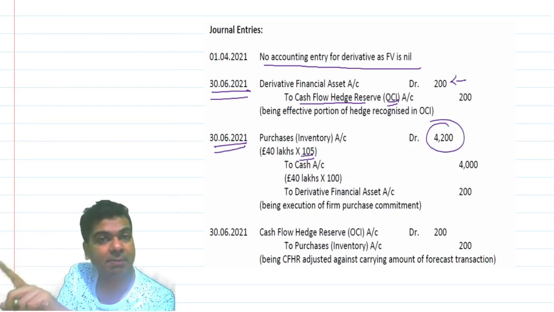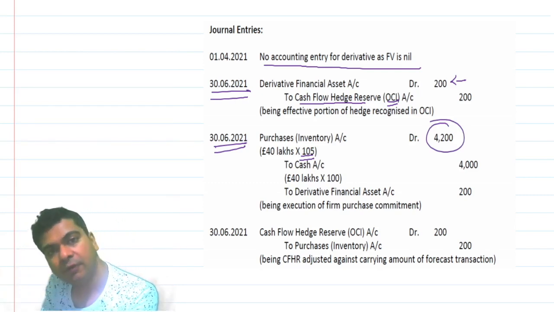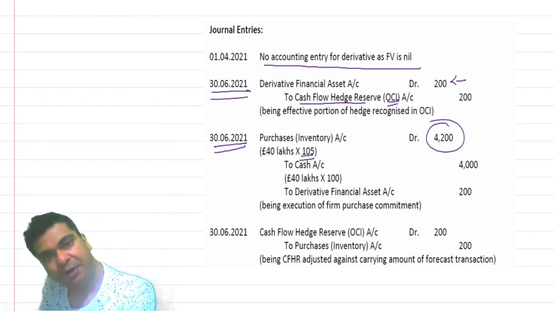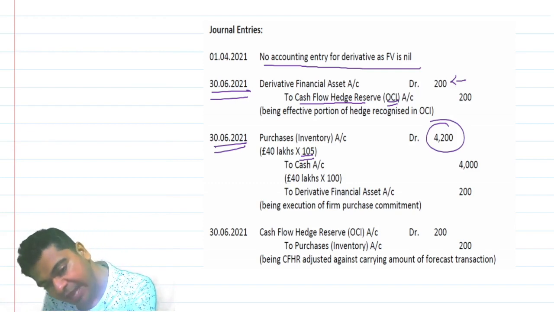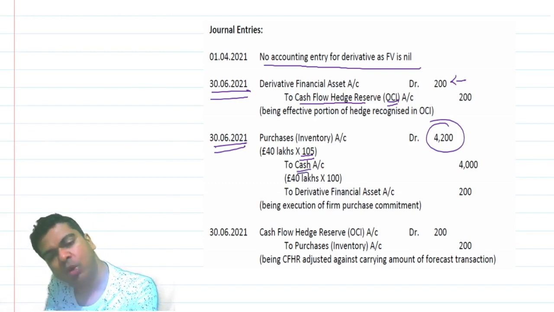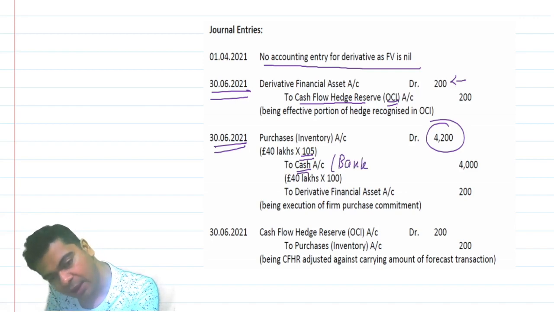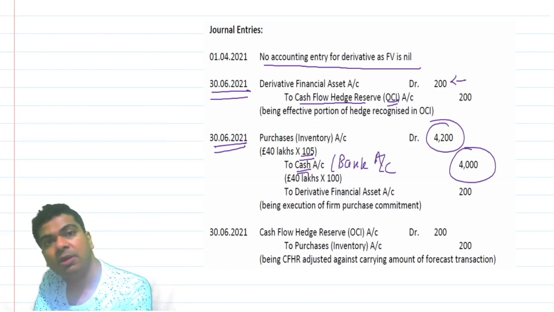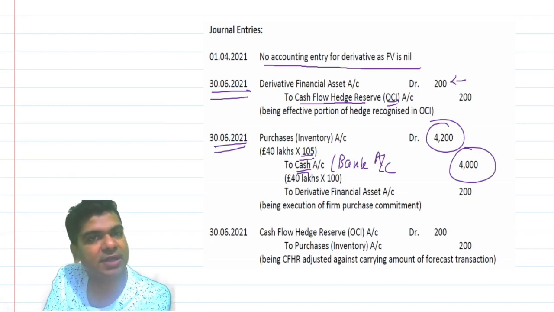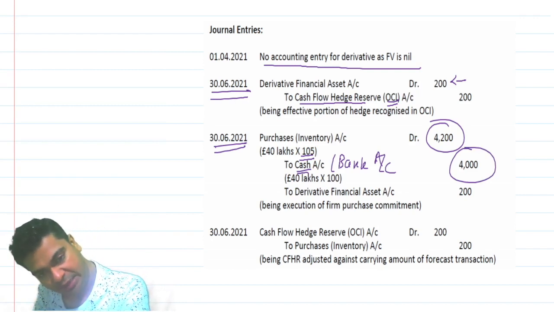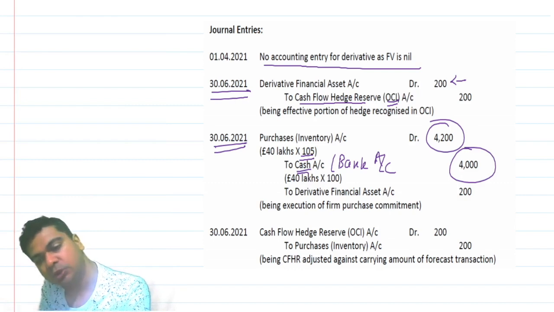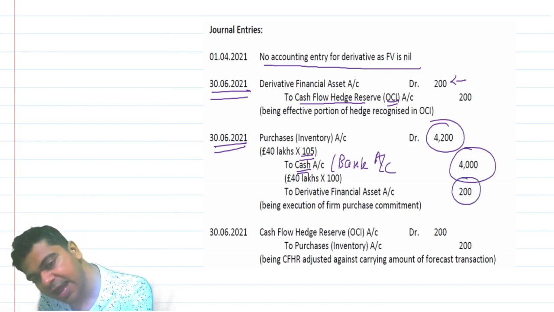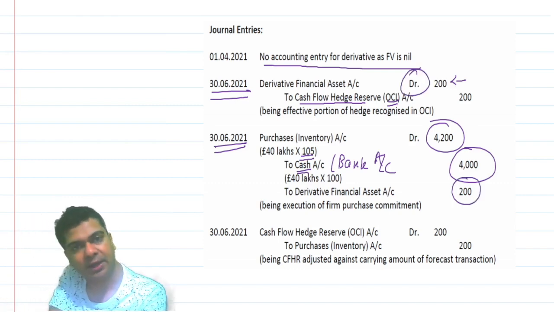However, when I will make the payment, I will execute the forward contract. Forward contract is that 100 rupees a pound. So the actual cash paid, right? It can be to cash or you can even say to bank account. The actual cash paid will be 4,000. What about the balance 200? The balance 200 is nothing but the realization of the derivative financial asset. So derivative financial asset, which earlier I had debited, now I am crediting.